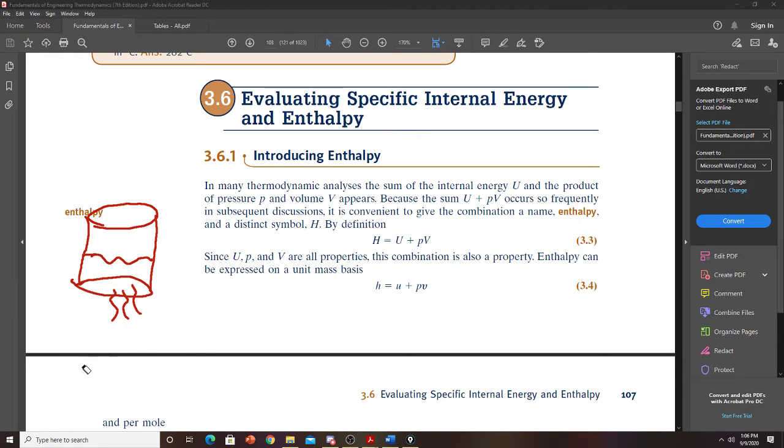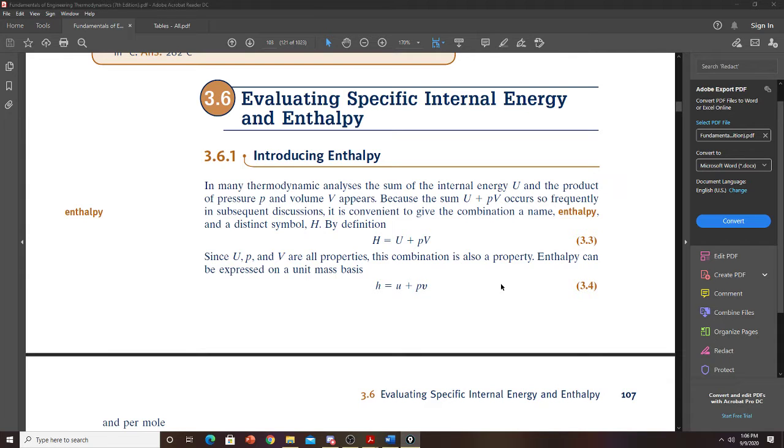So I'm going to do a little bit of reading here as we make note of that. It says, in many thermodynamic analyses, the sum of internal energy and the product of pressure times volume appears. Because the sum of U plus PV occurs so frequently, in subsequent discussions it is convenient to give the combination a name, enthalpy, and a distinct symbol H. By definition, H is equal to U plus PV.